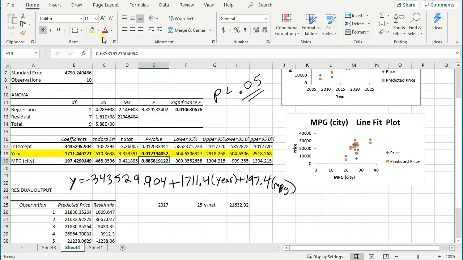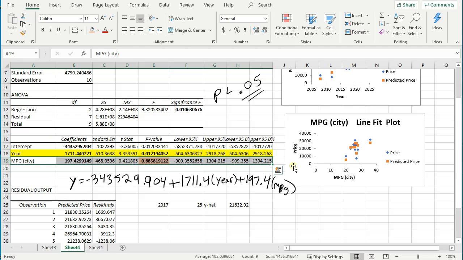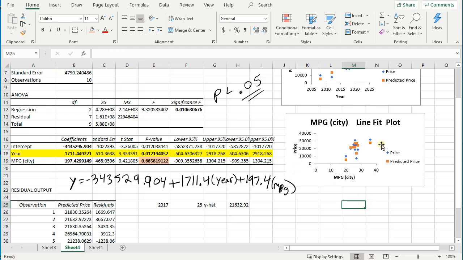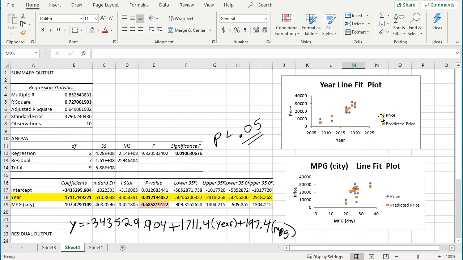Next, we have the miles per gallon p-value. Is that less than 0.05? No, it is not, right? That is not less than 0.05. So because that is not less than 0.05, miles per gallon is actually not an important or significant predictor of price. And we can kind of see that when we look at these charts.